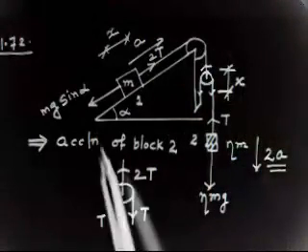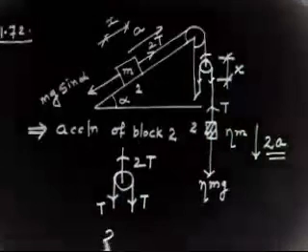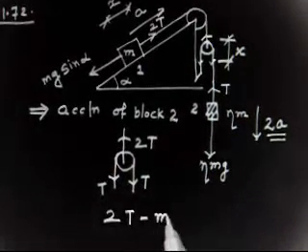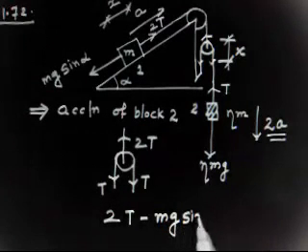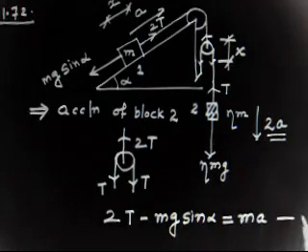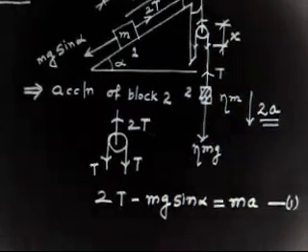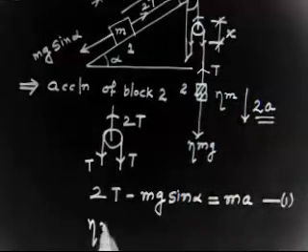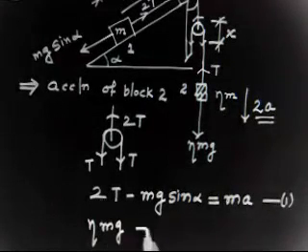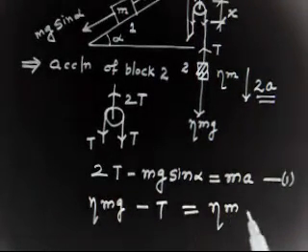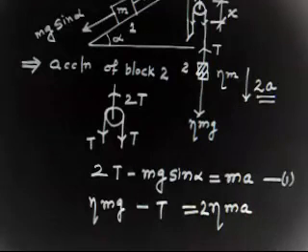Now simply write the equation. So for this block, 2T that is acting up minus mg sin alpha that is acting down, and this is going up, so mass into acceleration. So this is my equation number 1. Now for this mass I can write again an equation. So this is coming down, so the force is eta mg minus T. This is equal to eta times m, and acceleration is 2a. So this is my equation number 2.